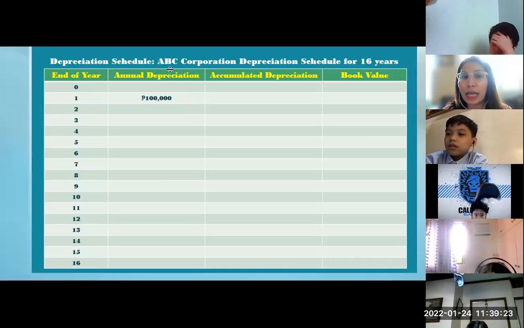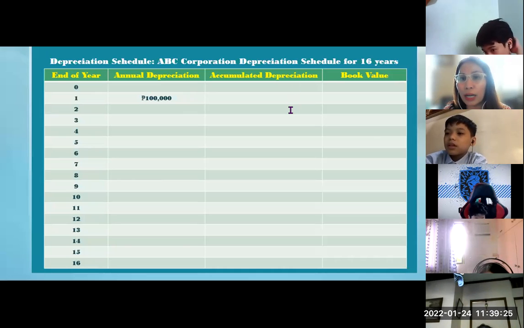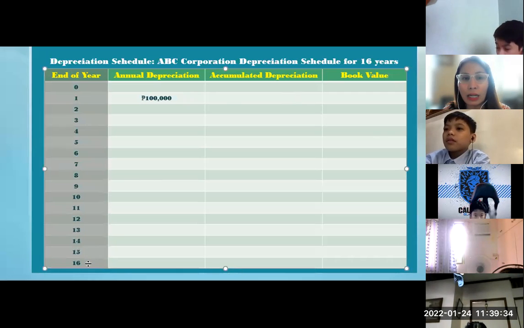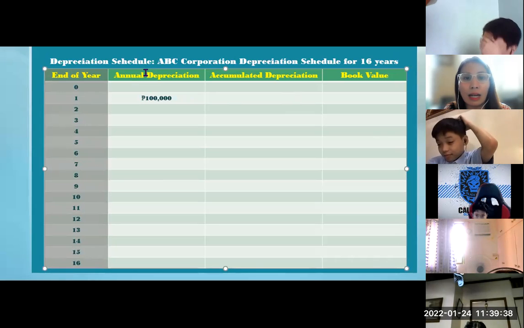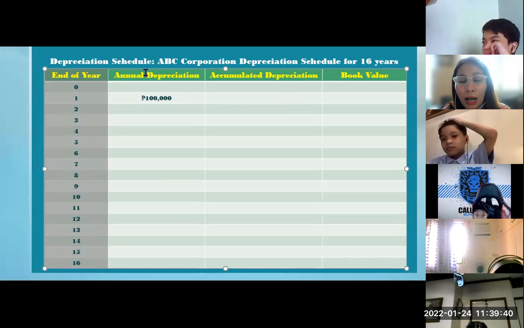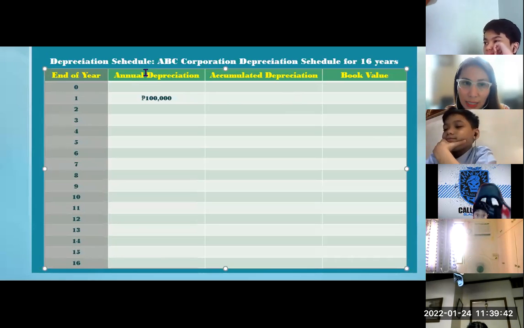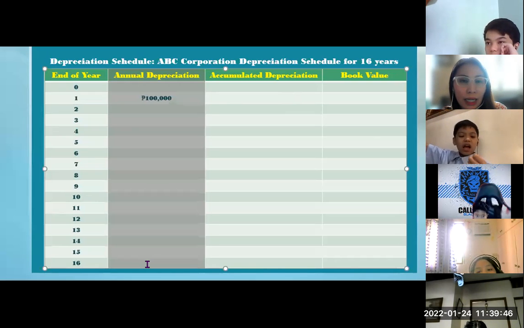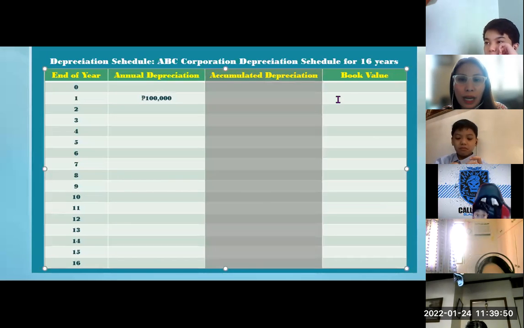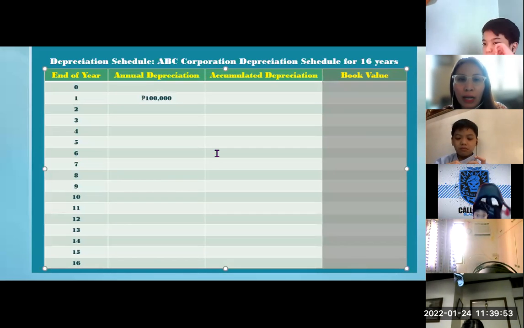So, depreciation schedule of ABC Corporation, depreciation schedule for 16 years. We have the first column, end of year. Ito po yung una nating column, end of year column, or the years that the asset will be depreciated. Okay, annual depreciation, accumulated depreciation, and book value.